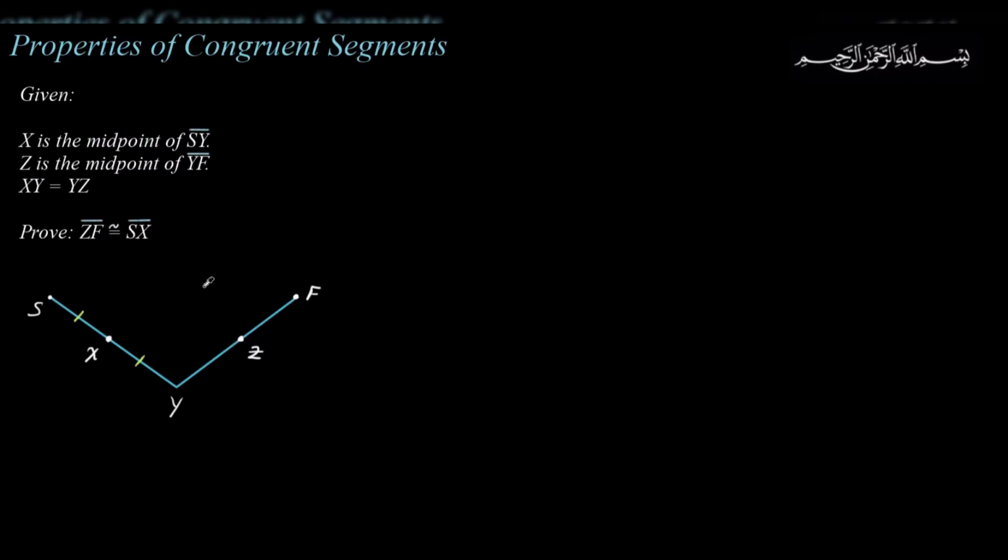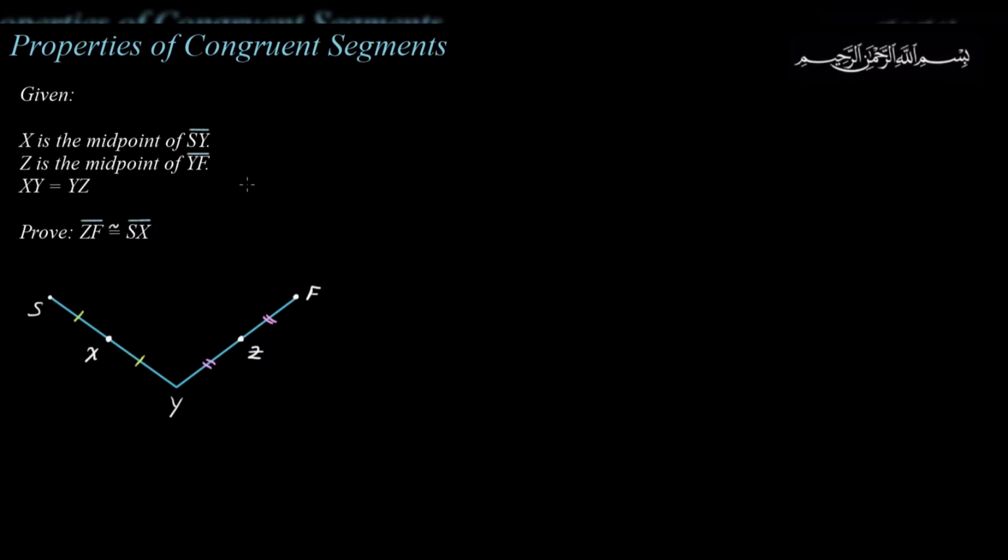And then we are also told here Z is the midpoint of YF. So if Z is the midpoint of YF, that means these 2 segments over here are congruent. Now we're not told anything else so far. So we're told X is the midpoint, that means it divides this in half, and then we're told that Z is the midpoint of YF. And then we're told one more bit of information, and that's this over here. Now, this is not a congruence statement. If you notice, it's an equality statement.